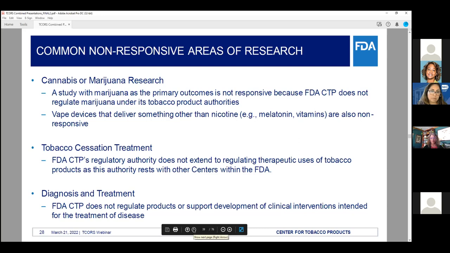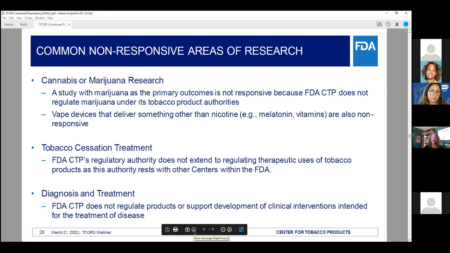This authority actually lies with another center here at the FDA, and so it's technically outside of our regulatory authorities. If your study is designed to understand how a product can be used to treat and use the product in a therapeutic way. However, if your study is designed in more of an observational way, so if it's an observational study to examine the natural history, let's say, of whether participants quit smoking cigarettes while using a different type of tobacco product, that type of research is responsive and helpful to the Center for Tobacco Products.